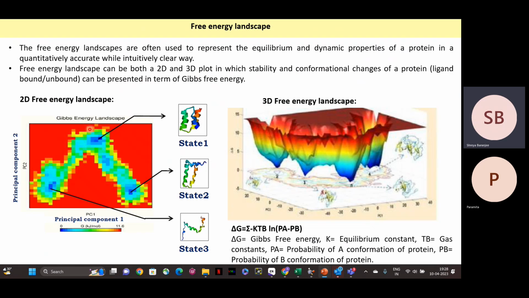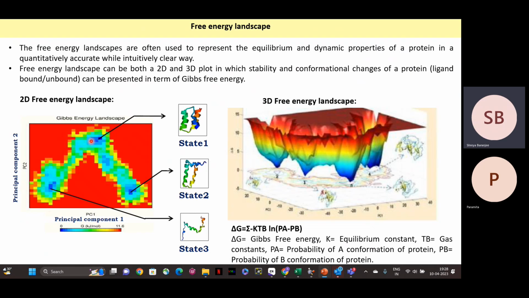So if you see the 2D state, the blue color represents low energy. And as the color goes from blue to yellow to red, the energy becomes higher. So this is plotted with respect to the two principal components.